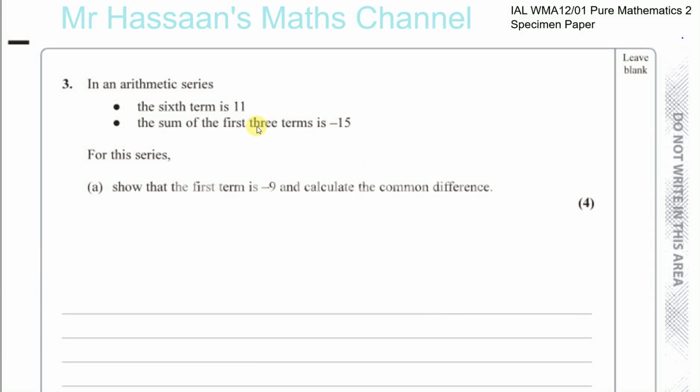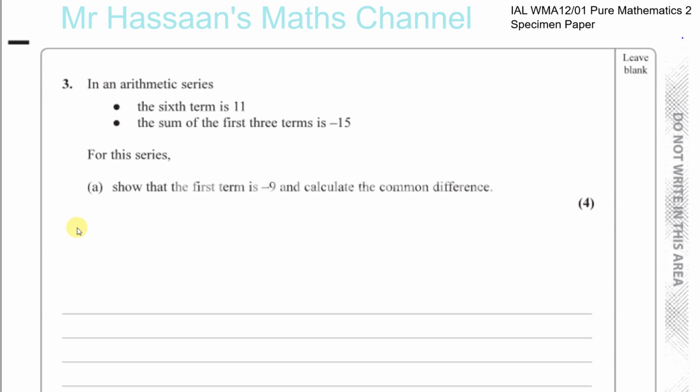Okay, question number 3 from the Pure Maths 2 P2 IAL Specimen paper. Question number 3: in an arithmetic series, the sixth term is 11, the sum of the first three terms is negative 15. For this series, show that the first term is negative 9 and calculate the common difference.